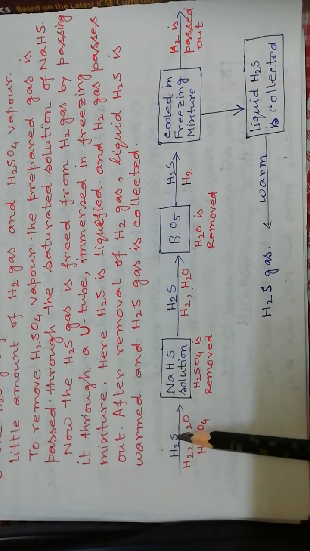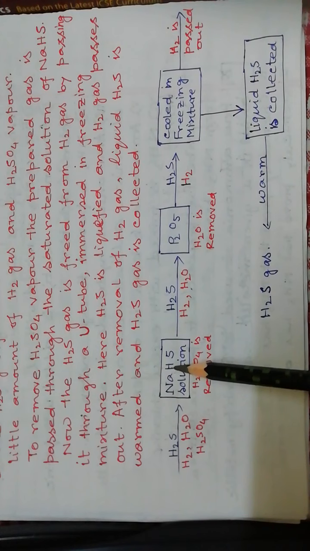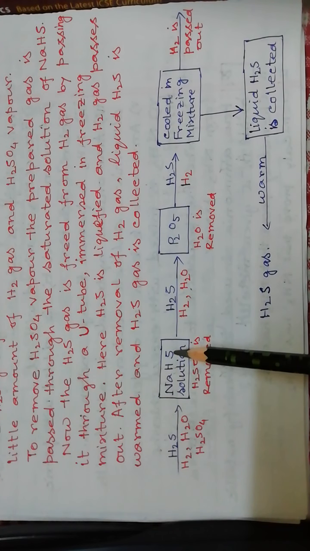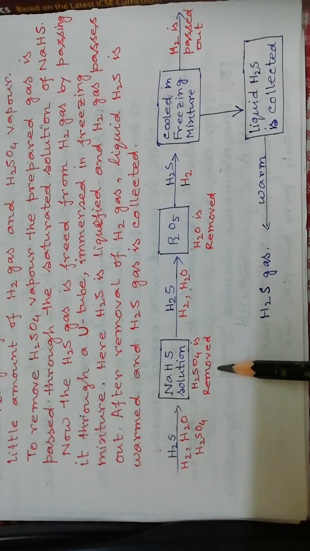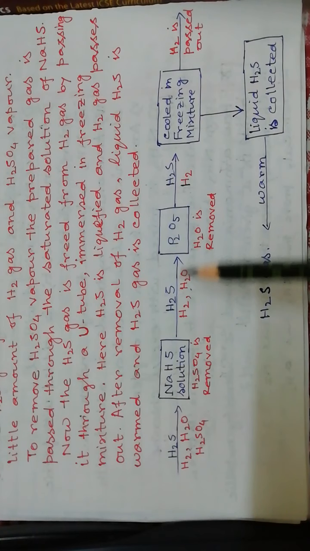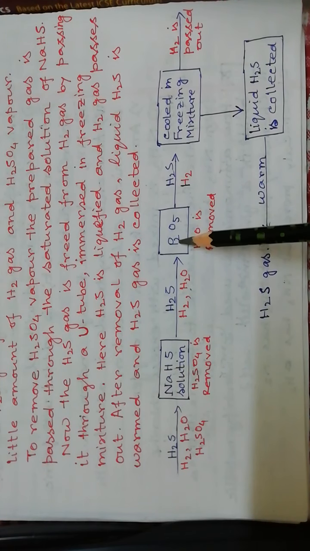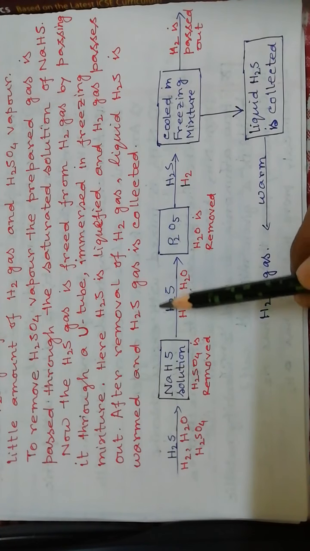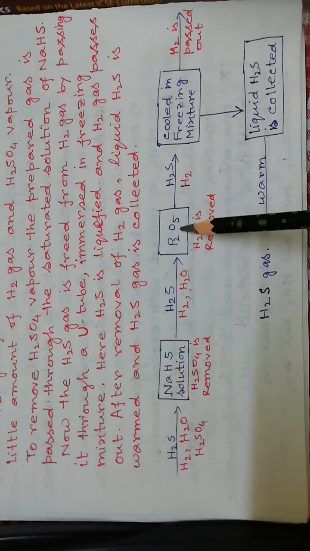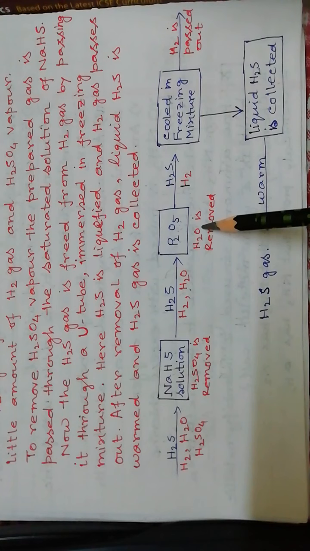First of all, this gas mixture is passed through sodium hydrogen sulfide, which absorbs H2SO4 vapor. Now it is passed through P2O5. When this gas mixture is passed through P2O5, here P2O5 absorbs water vapor.